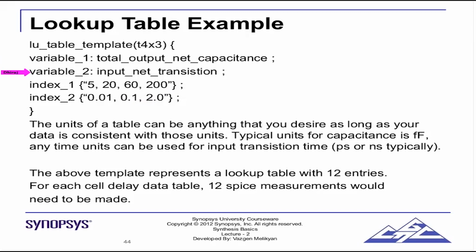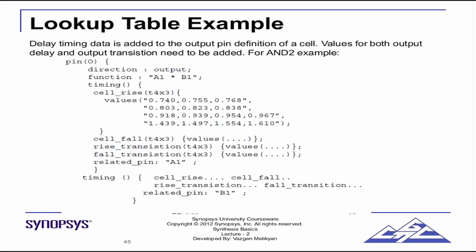Now this is the value of x-axis and y-axis. What about the actual data values? These are the actual data values. Now delay timing data is added to the output pin definition. Obviously the timing and the function is an attribute of the output. So we see here that there is an output pin.